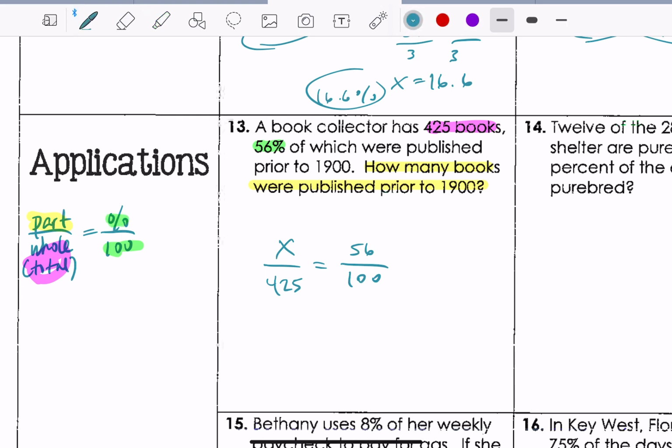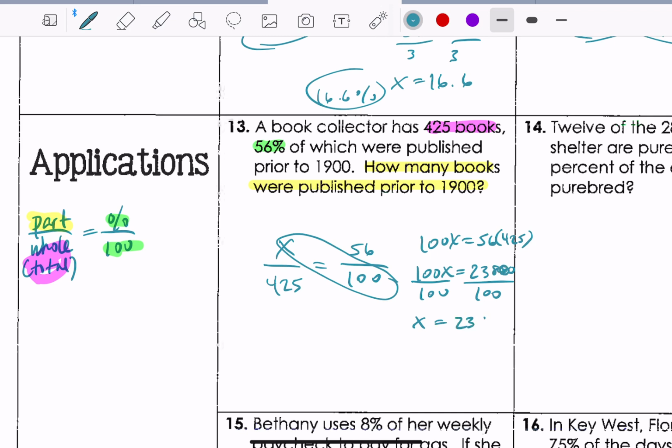So if we use cross products to solve this, we get 100x equals 56 times 425. 100x equals 23,800 when you multiply that out. So x is equal to, oh, I have a little error there. That's really a 0. 238. So it's 238 books. That's how many books were published prior to 1900. So 238 is 56% of 425 books.